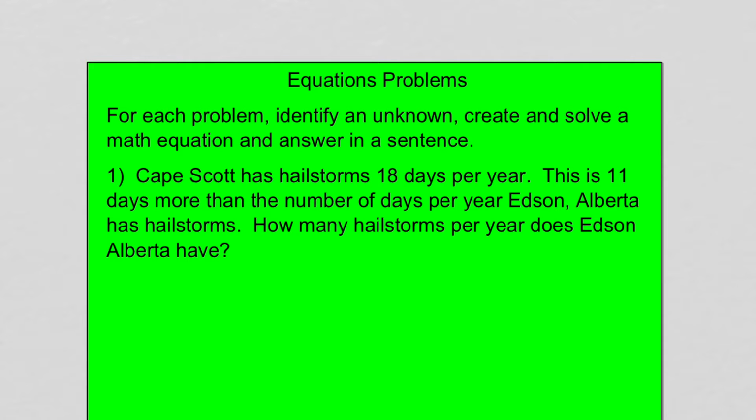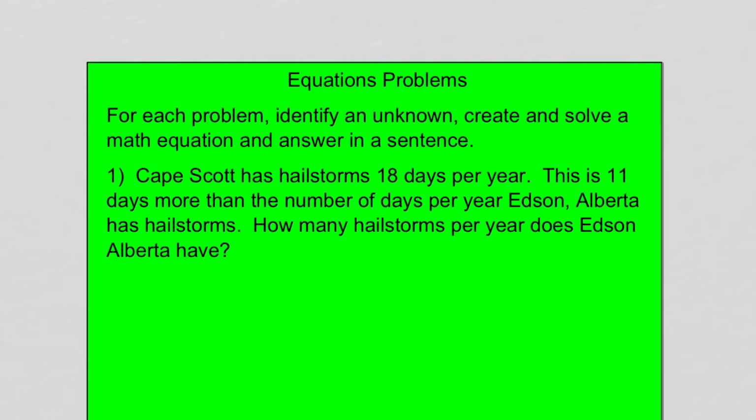Now, it's not that hard to figure out the answer, right? Cape Scott has hailstorms 18 days per year, and that's 11 more than Edson. So 18 minus 11 is 7. So Edson's going to have 7. But I want to think algebraically. I want to apply some algebra to this situation, even though we can get the answer by mental math.